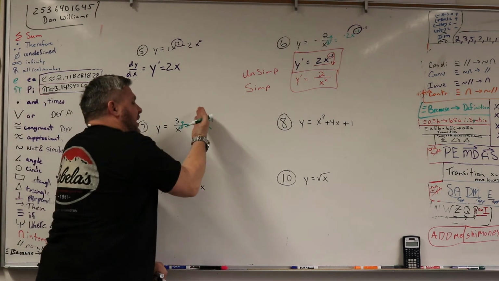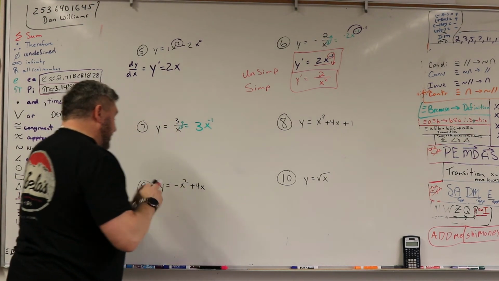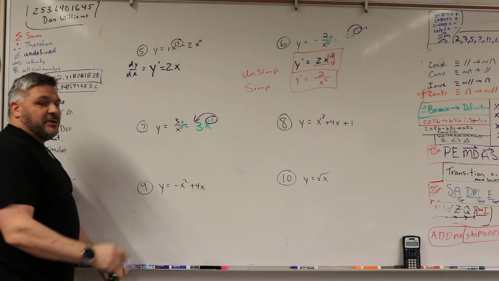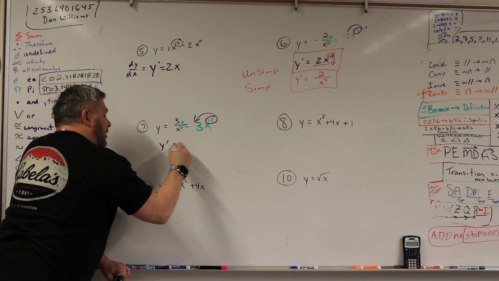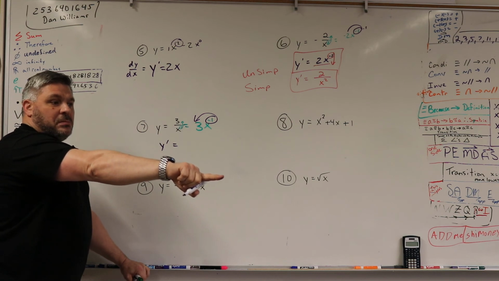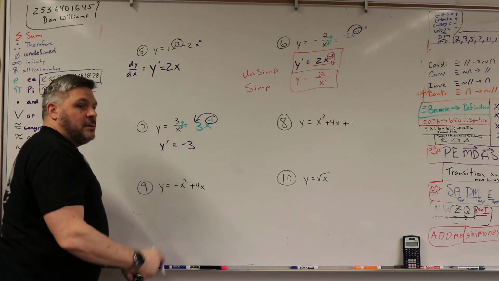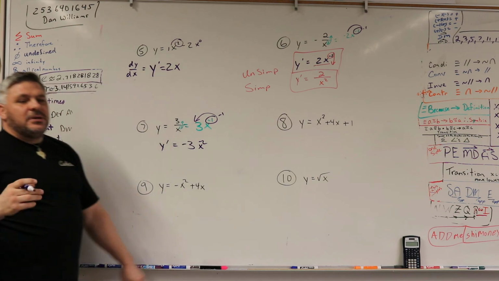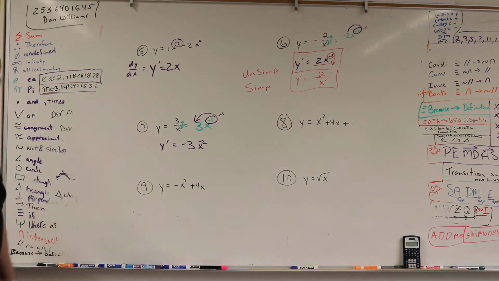So if we just bring it up, boom, now we have a negative exponent, right? And so to take the derivative, we take this exponent and multiply by the coefficient. So y prime is going to equal negative 3x to the negative 2, because we subtracted 1 from negative 1 and got negative 2.